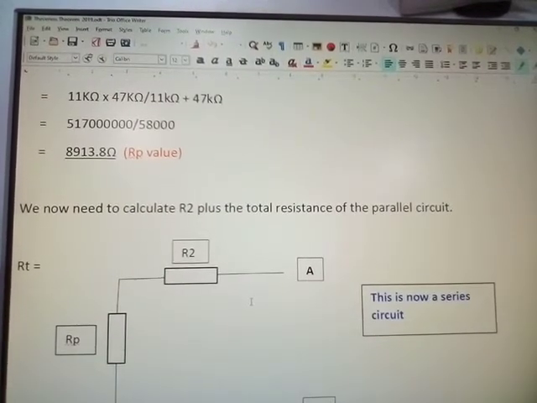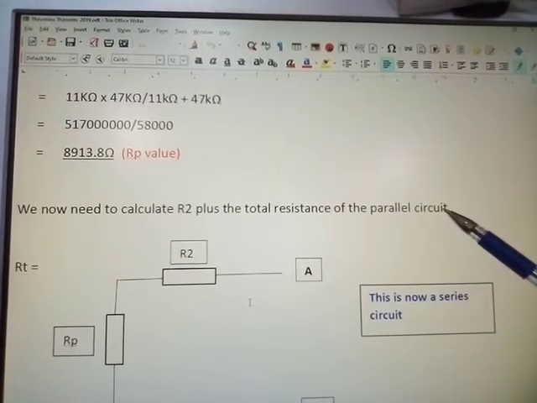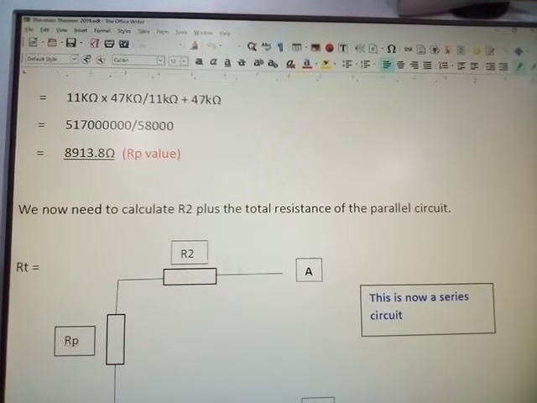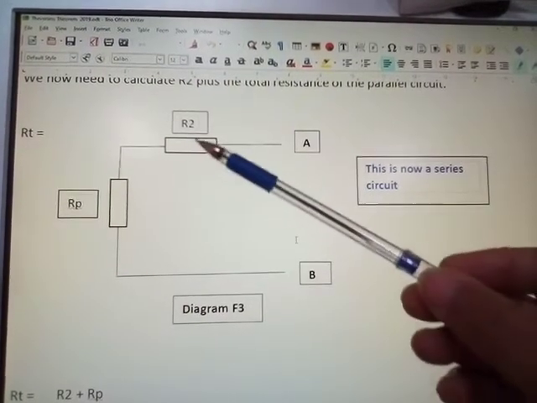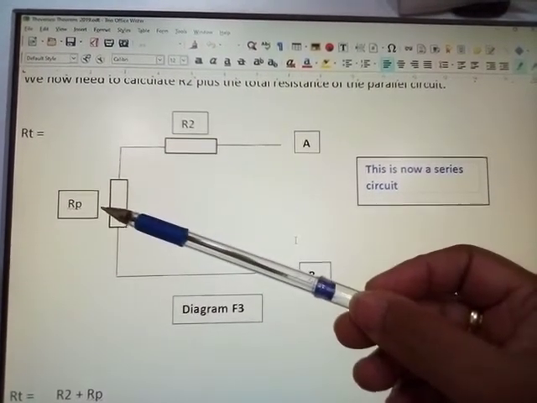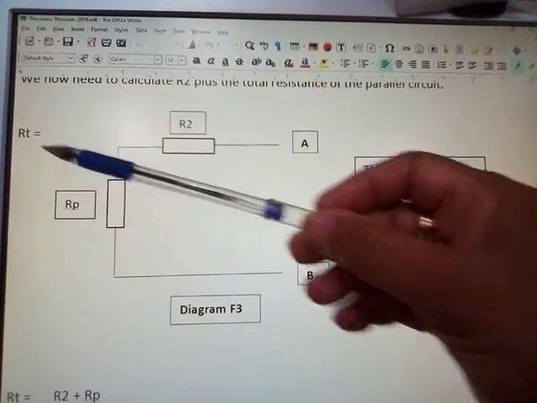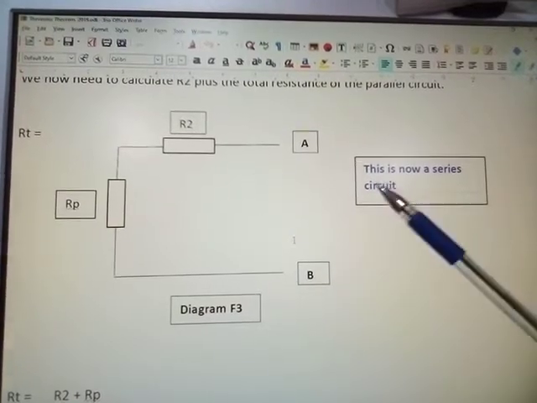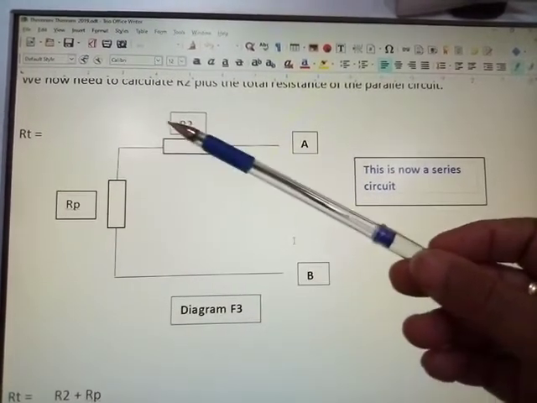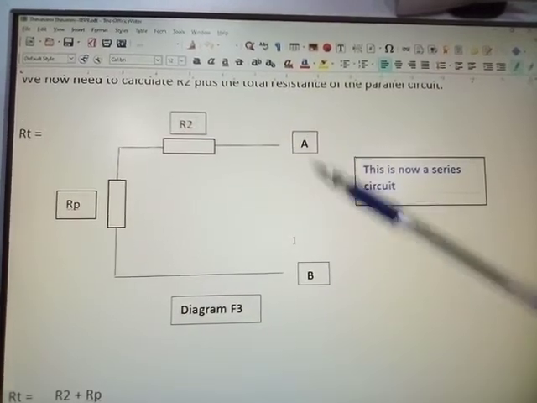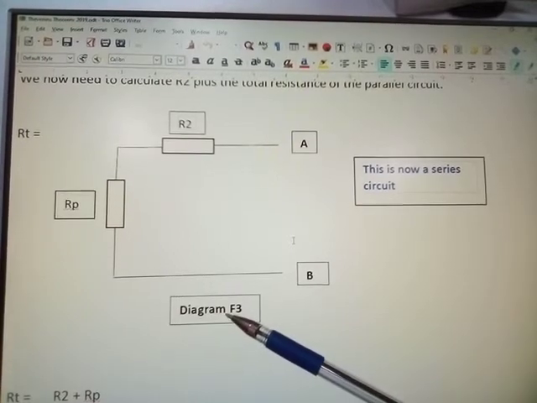We now need to calculate R2 plus the total resistance of the parallel circuit. So here we now put R2 back into the circuit with RL, the value that we have calculated previously, and RT will come up to our total. Now this is a series circuit. As you can see, RP is in series with R2. A and B still remain our output, and this becomes diagram F3.